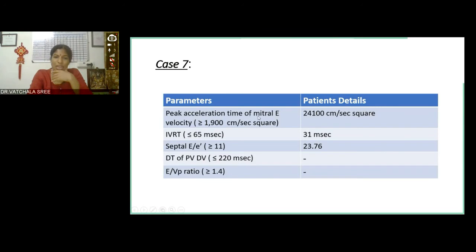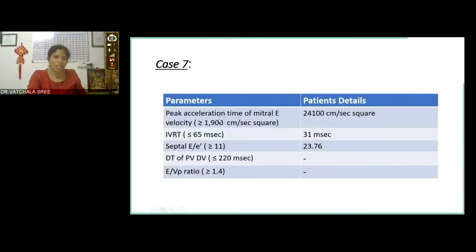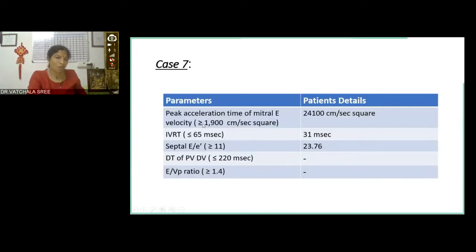One is the peak acceleration time of the mitral E velocity. How do you measure it? In your drop down column, when you go to measurements and you click the mitral, this parameter, the peak acceleration time of the mitral E velocity, comes in there. So you just have to click that option and place your caliper here, and then you just drag it up and it gives you the value. So the value here is 2,400. Anything more than 1,900 is abnormal. Sorry, there's a mistake there, 2,400. So this is clearly abnormal.